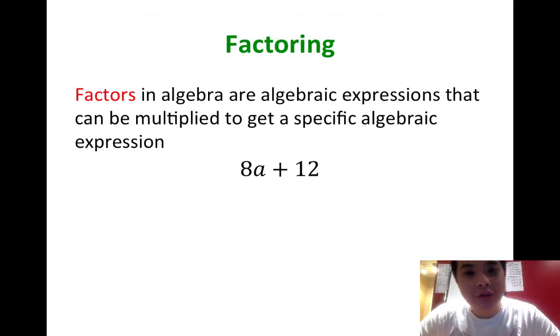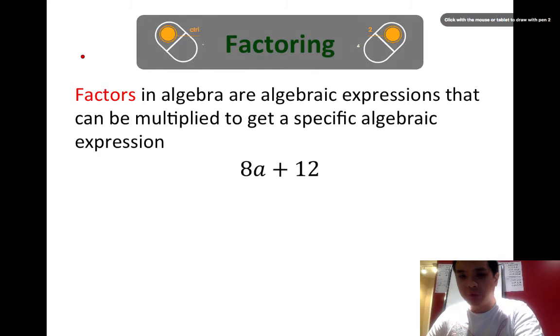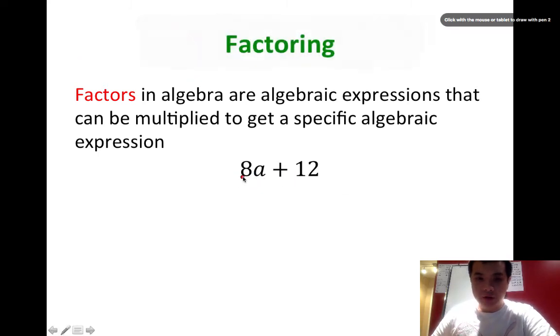So factors in algebra are algebraic expressions that can be multiplied to get a specific algebraic expression. Take a look at 8a plus 12. In order to factor this, we need to take a look at the number part and then the variable parts of the expression. The number parts are 8 and 12. We need to think, what is the largest common factor between these? There's a greatest common factor between 8 and 12.